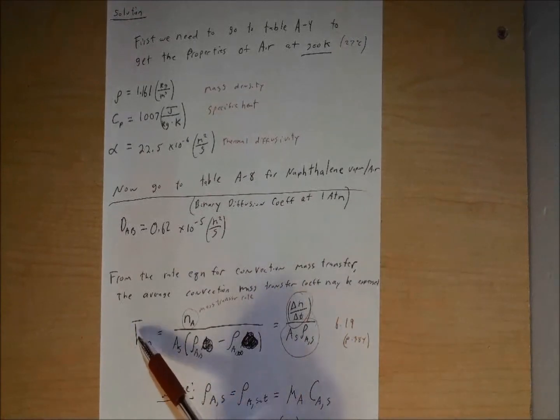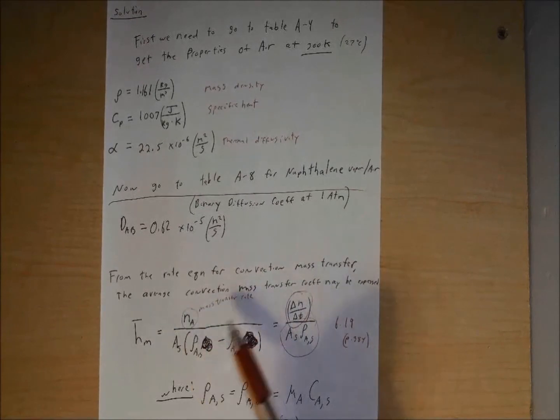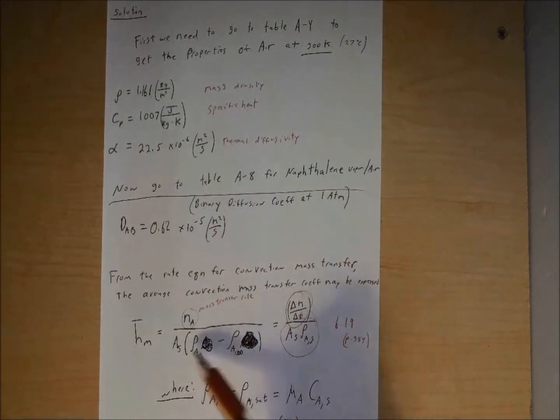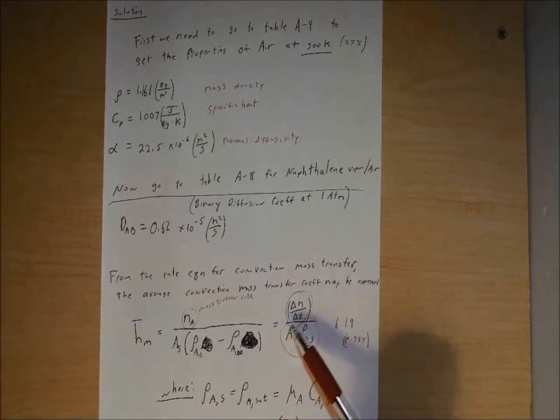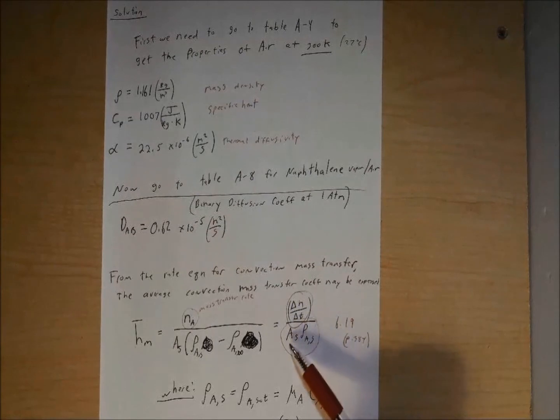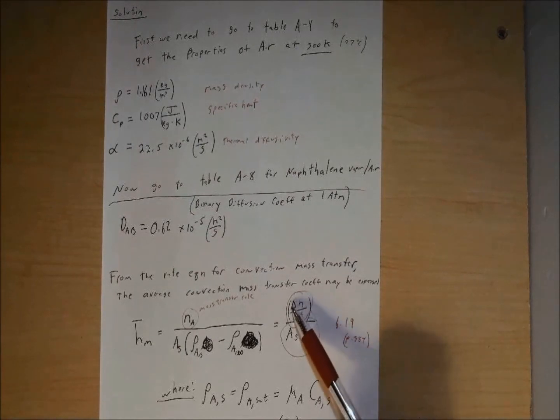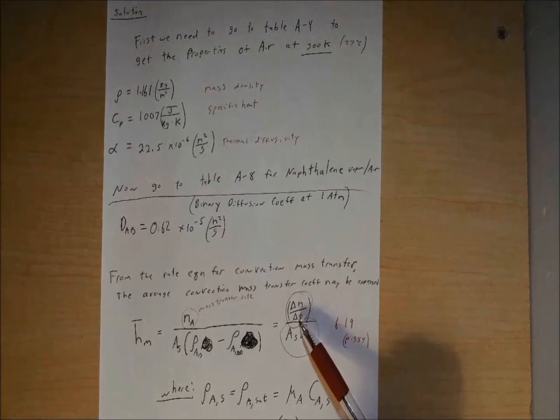So this h sub m bar is equal to our mass transfer rate divided by A sub s times the difference in our densities, which is equivalent to delta m over delta t divided by A sub s times our density difference, rho A comma S. So we know our values for delta m and delta t are given in the problem statement. Now we need to figure out what we can do with these.